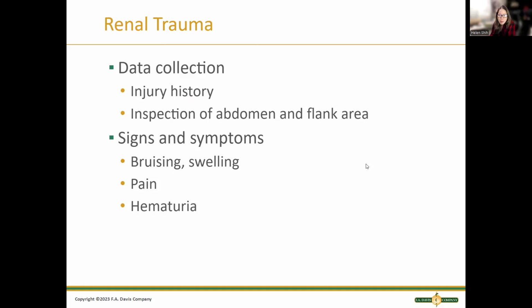Now, renal trauma. Trauma we know is some sort of damage done to the kidneys, usually from an outside force. For the data collection, we're going to see if there's a history of injury, and then we're going to inspect the abdomen and flank area. You might have heard that if somebody sucker punches you in the lower back, that's actually where your kidneys are. So you might see bruising in the lower back, and a lot of times you may see hematuria as a result, because the kidneys are so easy to reach through the back.